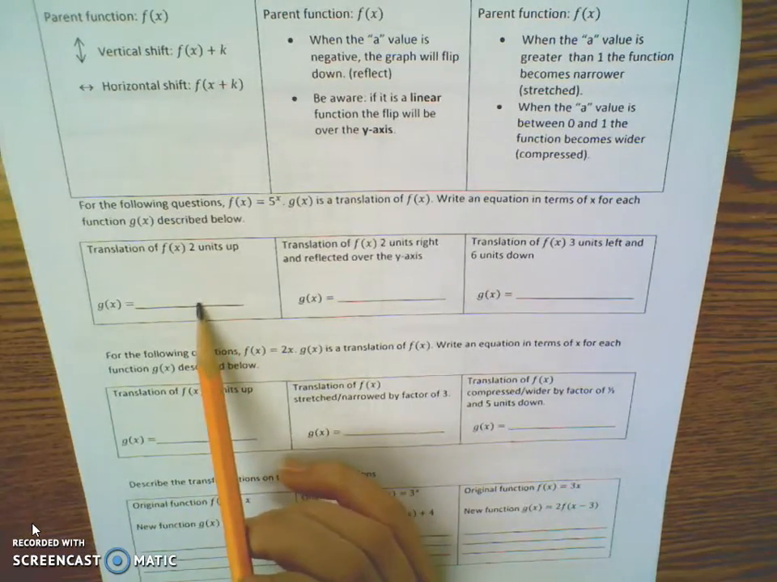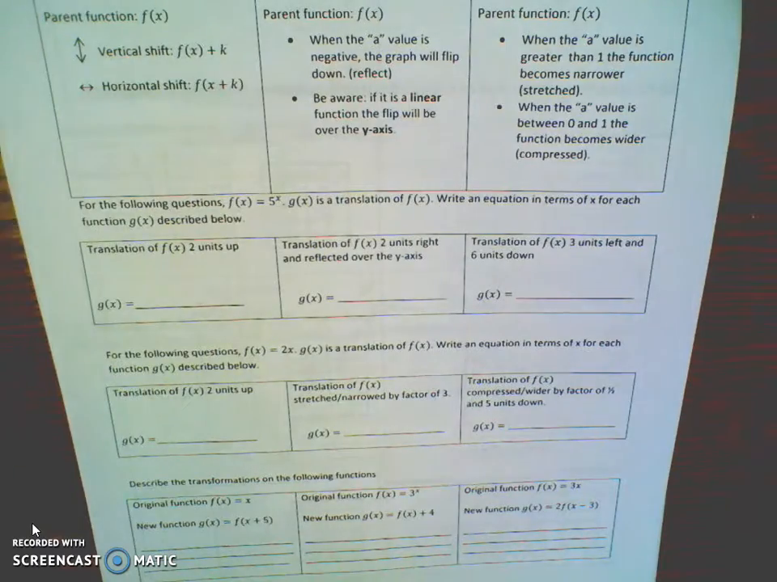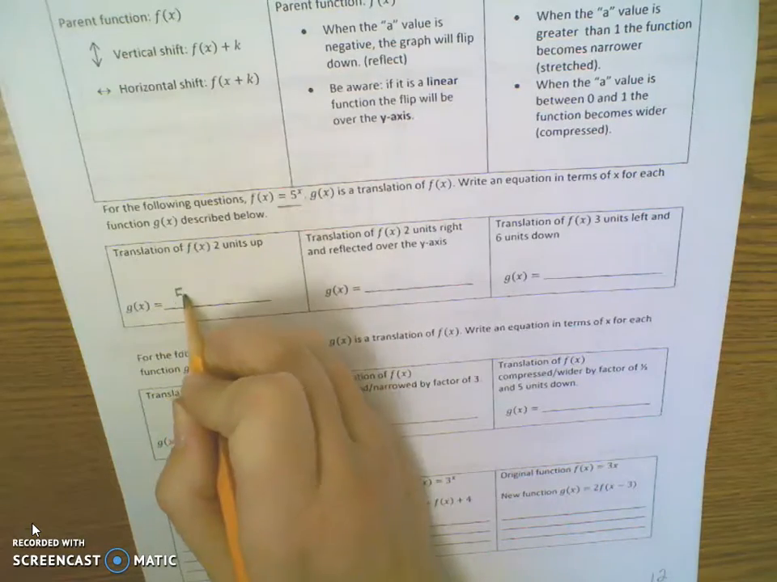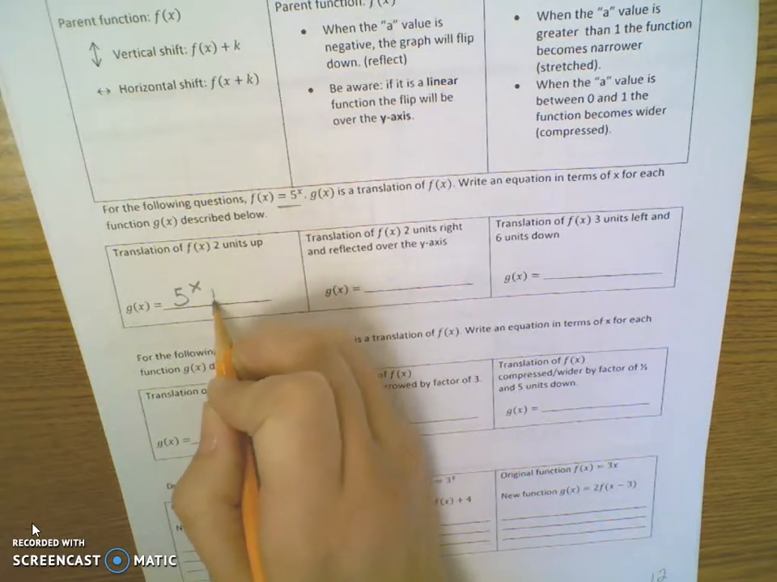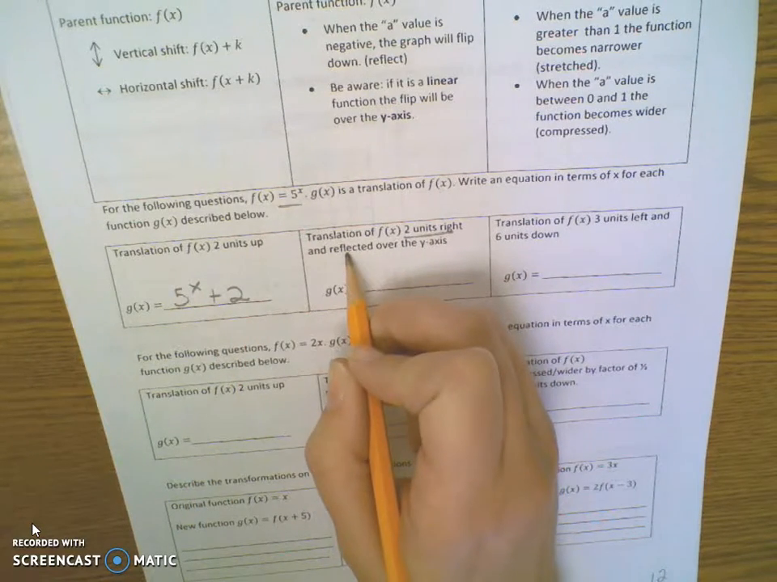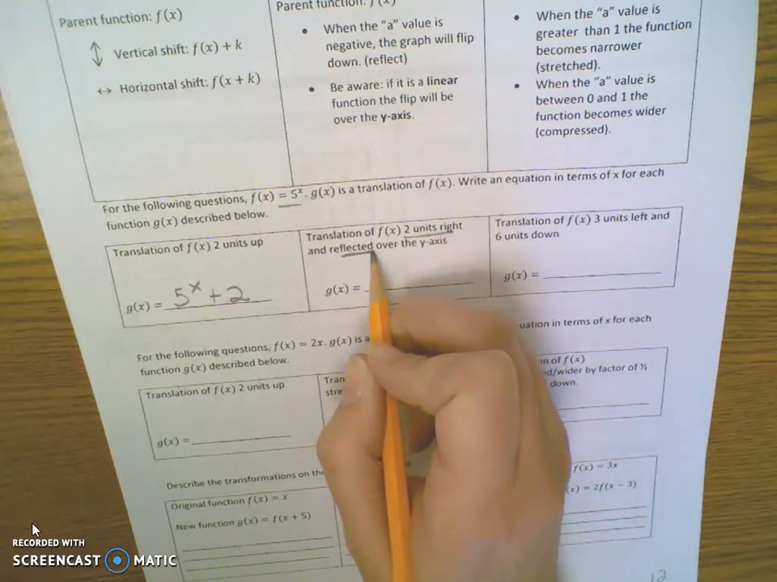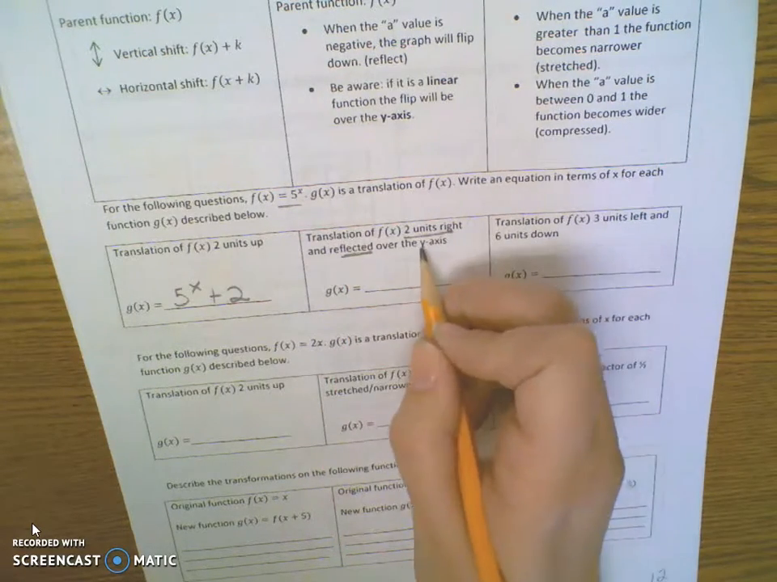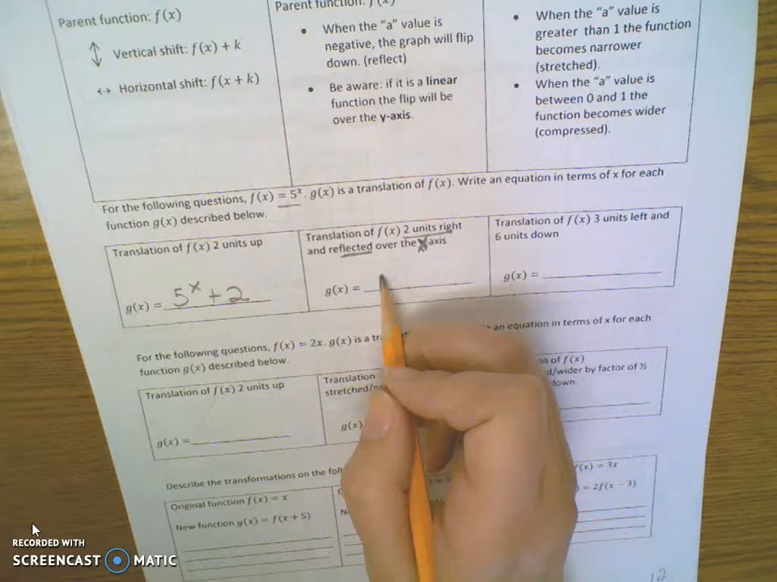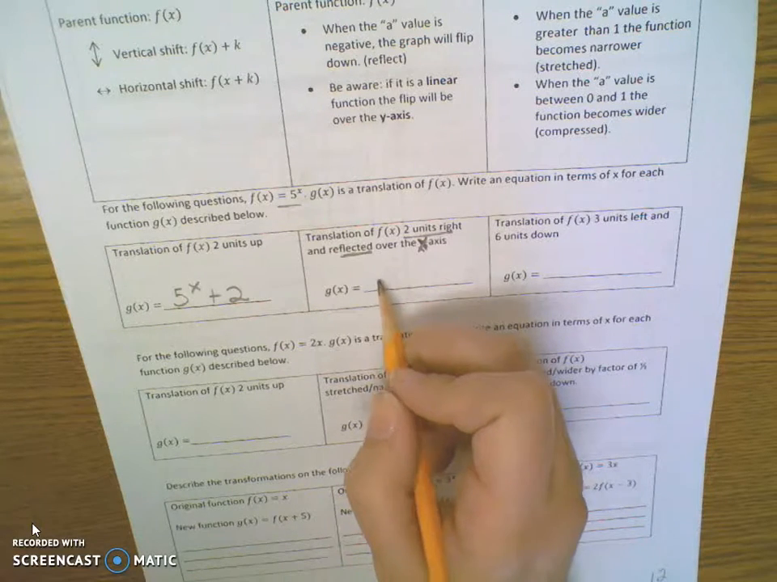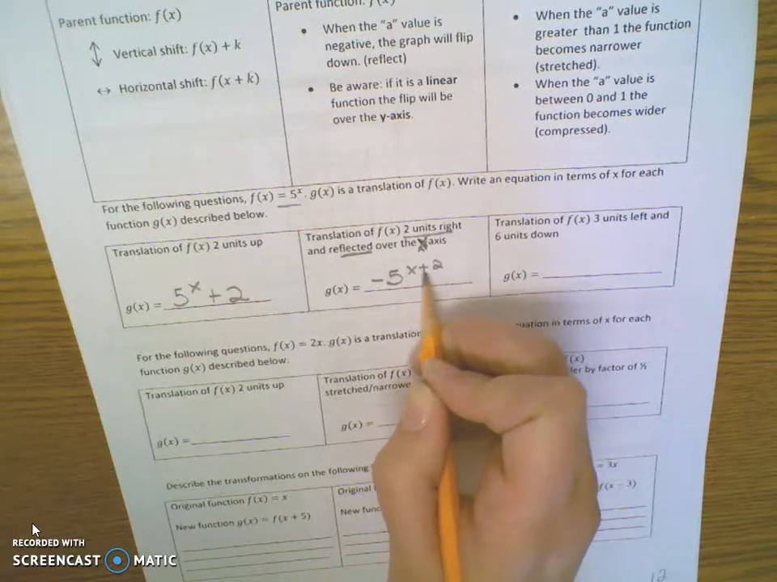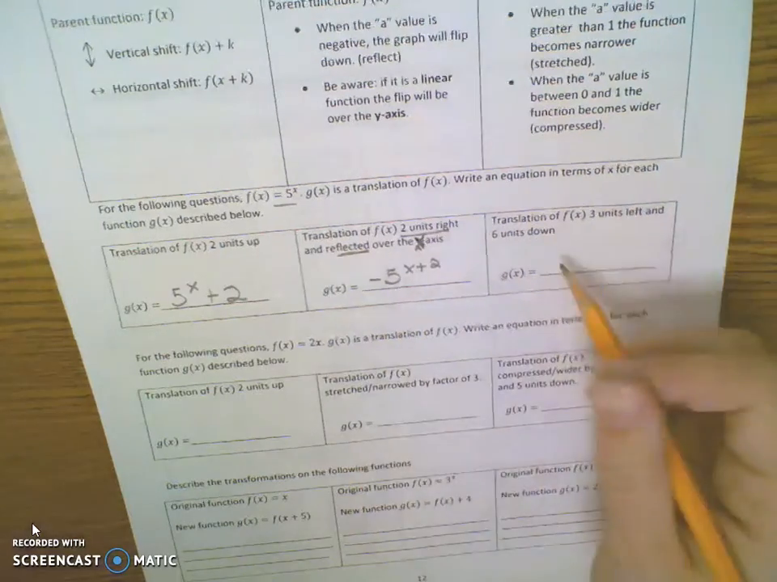Okay, so let's take a look at what's going on here. We're going to write some functions. So for instance, if we have this one right here, we're looking at the parent function of 5 to the x power, and if we want it 2 units up, we're going to add 2 to that. This one, we want it 2 units right, and we want it reflected. And this, we're going to flip it over the x-axis. I think they made a mistake there. So we're going to flip it over the x-axis, and that's going to be -5x plus 2. So this moves it 2 units right. This flips it over the x-axis.